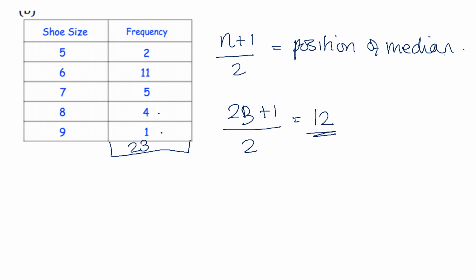So we know that on our 12th frequency value, that will be the shoe size. So it's not going to be shoe size 5, because that only goes up to 2. But 2 plus 11 is 13. So our 12th frequency is in this bracket here. So our median shoe size is equal to 6.